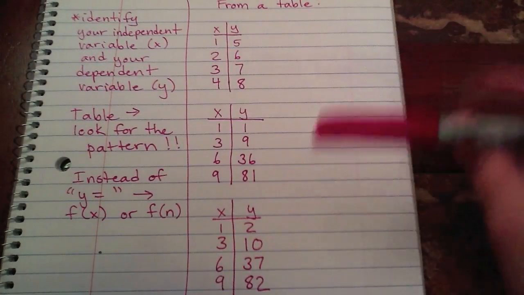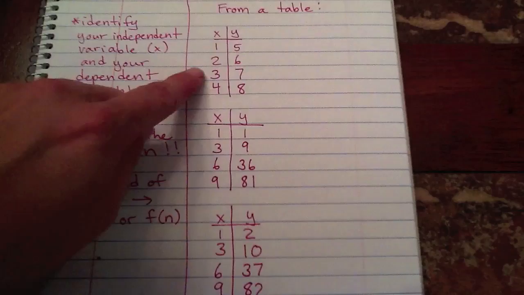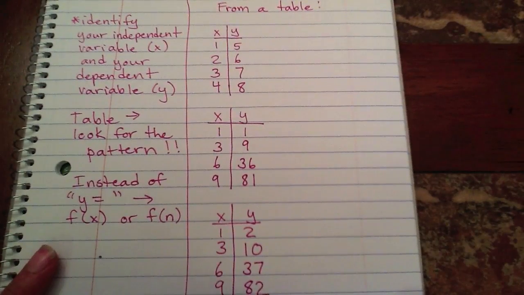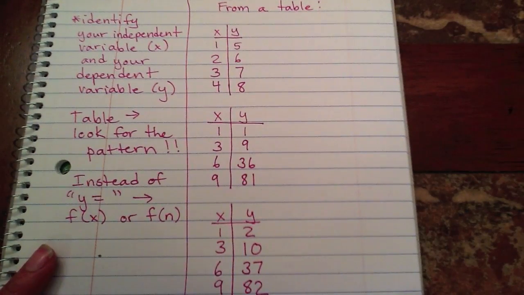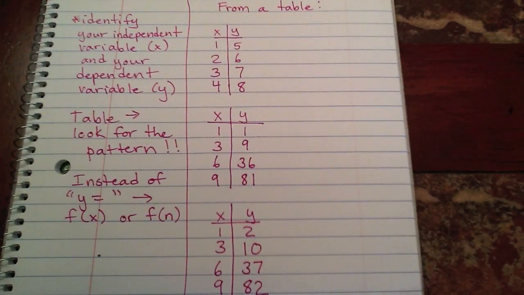Go ahead and write these three tables down. Just hit pause, write the tables down. Once you have the tables down, go ahead and hit play, and we'll walk through looking for the patterns on those three tables.